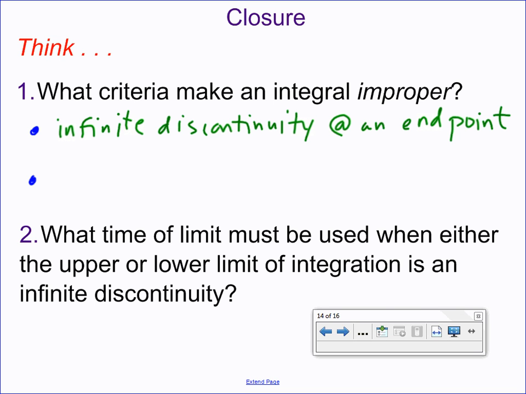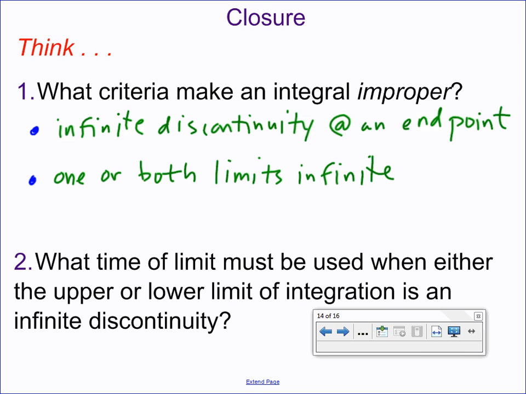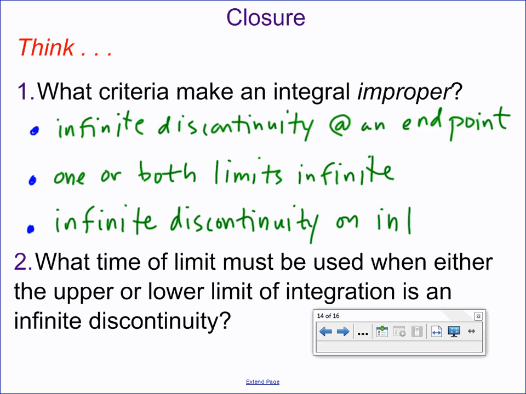All right, what's another one? Brendan? One or both limits are infinite. And our final one, the bear of a one. Danny? Infinite discontinuity somewhere in the middle of my interval, then that's bad news. Potentially. Somewhere on my interval of integration.